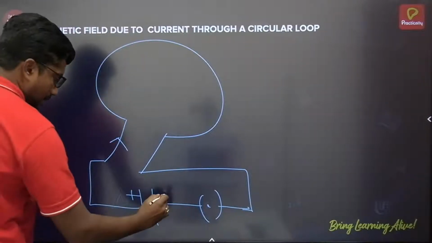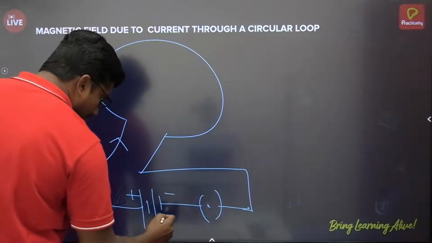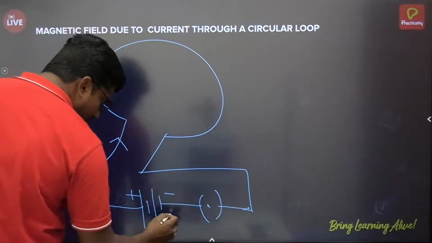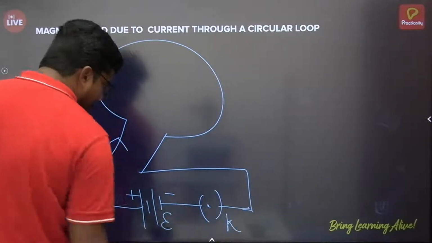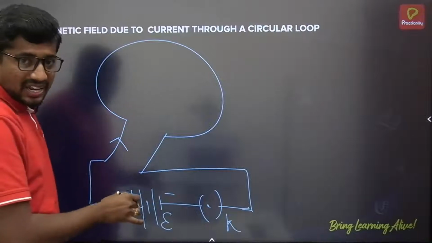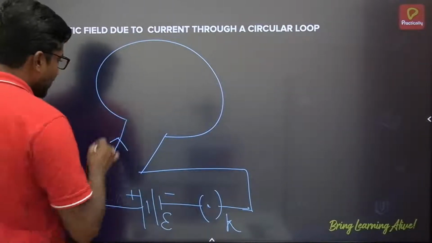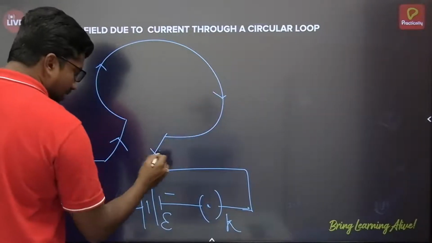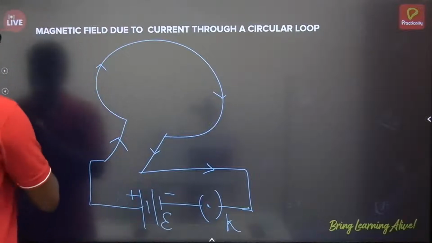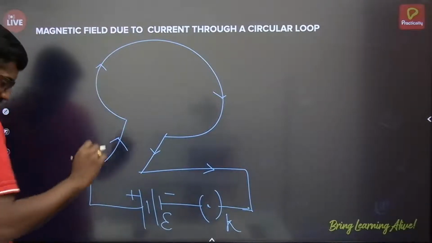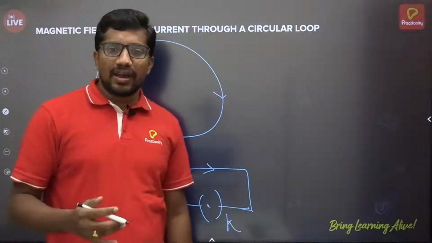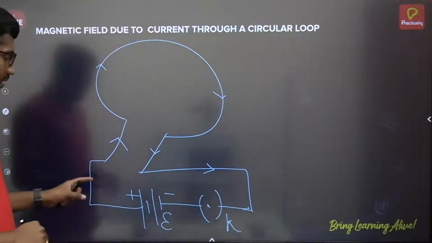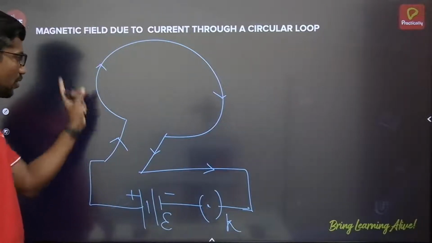so this is the circular loop. The two ends of the loop are connected to the voltage source, and this is the plug key. Now when the circuit is closed, electric current will flow through the circuit. So this current will propagate like this and will return to the source like this. All right, so now here according to Oersted theory, we know that magnetic field is developed when electric current will flow through it. Okay, now here the electric current through the circular coil is flowing in this direction.